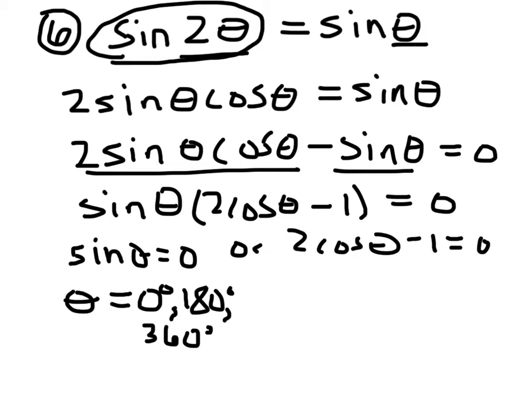And with this other equation, I can add 1 to both sides and divide by 2 to get cosine of theta is equal to 1/2. Now, we know that cosine is equal to 1/2 at 60 degrees.